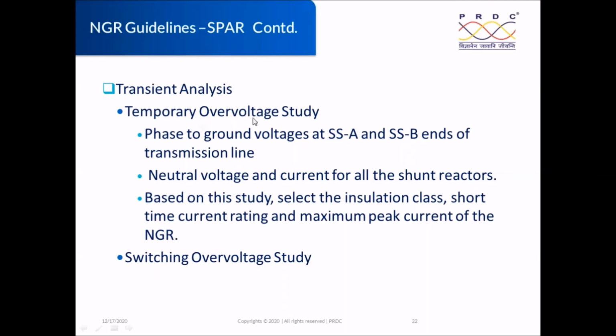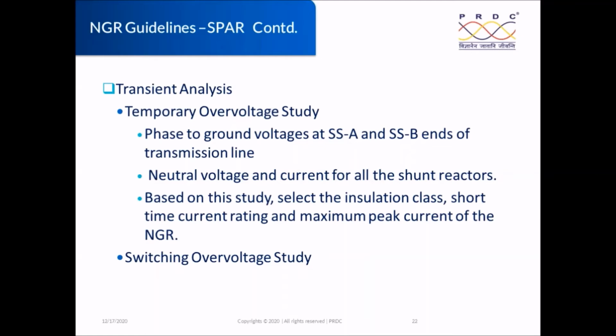So this temporary overvoltage study again comes under the transient analysis. This is going to be selected based on the single phase to ground fault: what is the voltage rise on the healthy phases? Because basically we are looking at the neutral point to design the surge arrestor rating, because we'll be using a surge arrestor at the neutral bushing for the protection of the neutral reactor. So from this study, we are going to arrive at the rating of the surge arrestor.